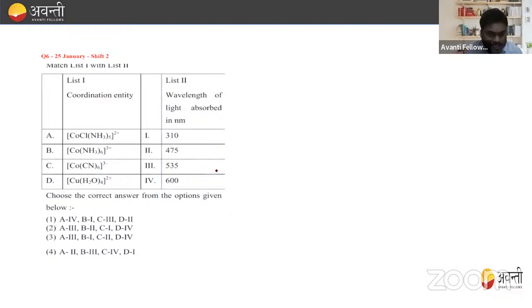In list 1 you have the coordination entity and in list 2 the wavelength of the light absorbed, and you just have to match them. So just do one thing. We know that delta O is equal to hc upon lambda, that is hc/λ.